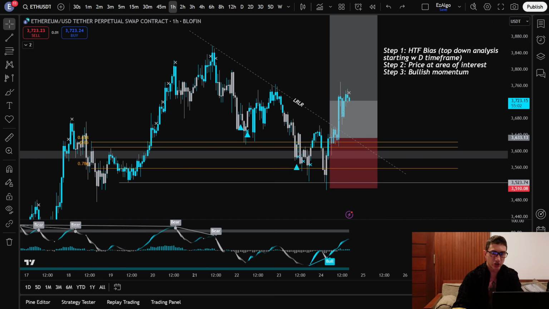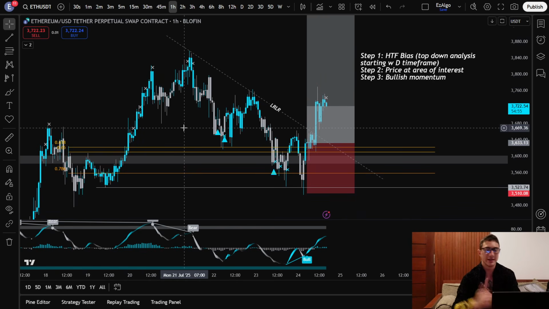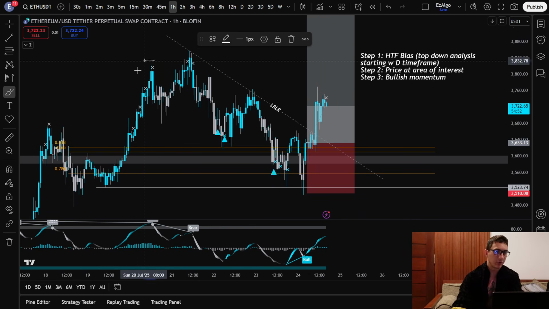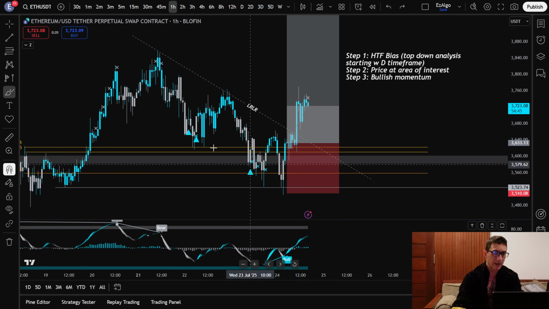But what this does is show you these real-time bullish and bearish divergences. A divergence in trading is a discrepancy in momentum and price, meaning when price is making a higher high and momentum is making a lower high, that is a bearish divergence. And the opposite is true for a bullish divergence.